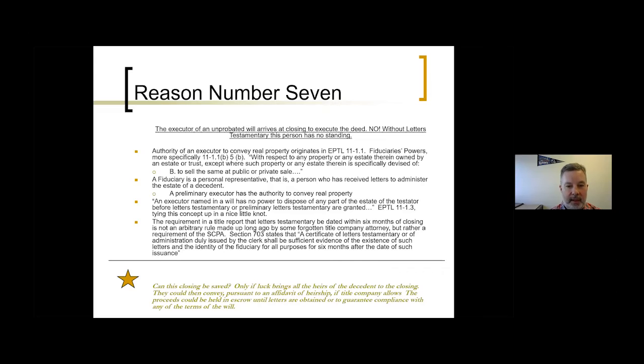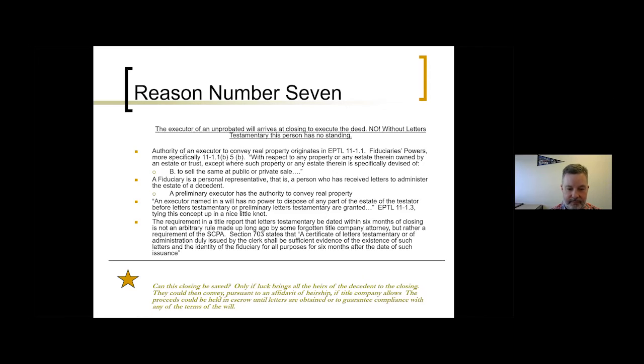I would make sure from contract stage, what's the status of the estate? What is the status of the executor's letters testamentary, or if it's an administrator, then letters of administration? Are they dated within 6 months? Are they going to be acceptable? Okay.